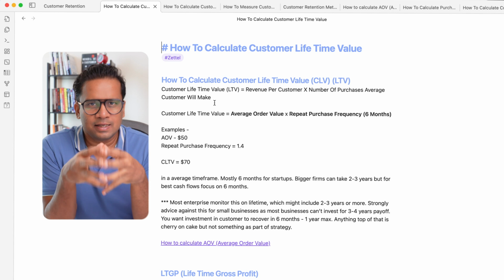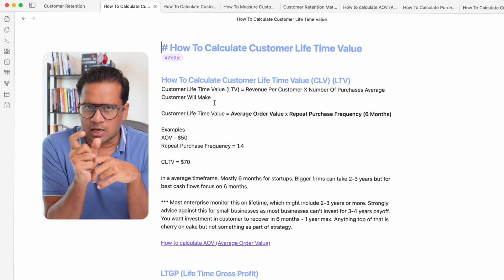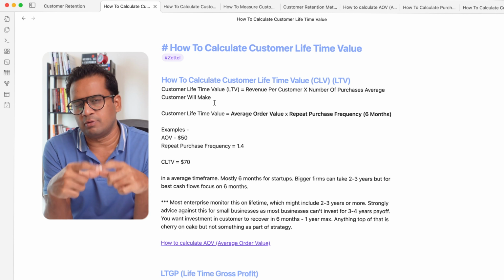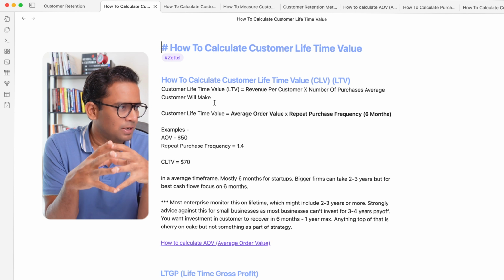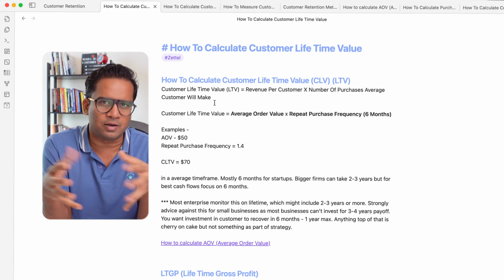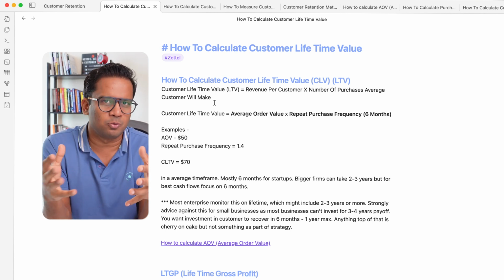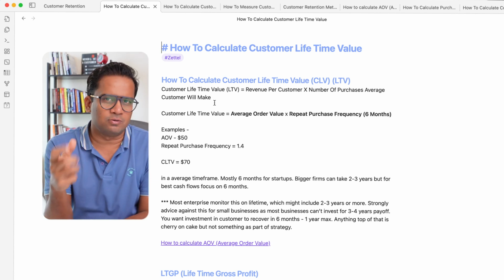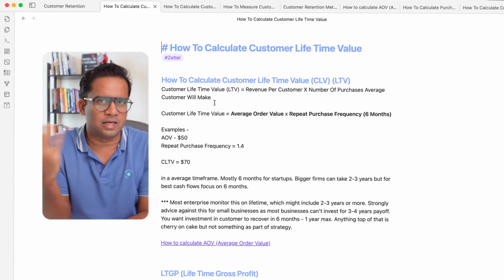The main point of contention is the duration, like how long should we calculate this number. My recommendation is to calculate it on a 6 month basis. 6 months is a good enough time frame, and most startups don't have a bigger runway. So if you are making a profit from a customer in 6 months, well and good. If it's more than 6 months, then it's a cherry on the cake, but you can't rely on that, or take that into your consideration. Anything after that is a positive sum.